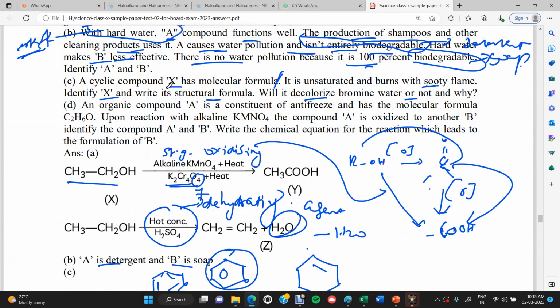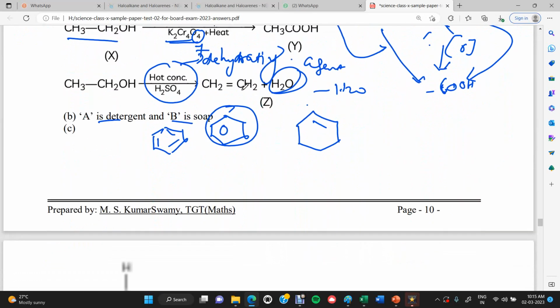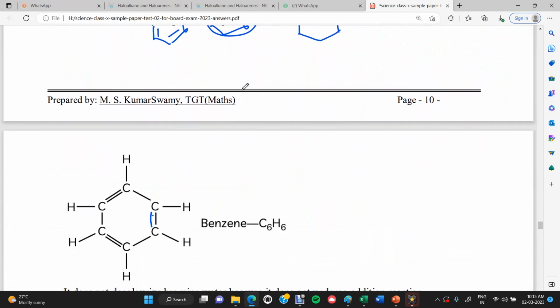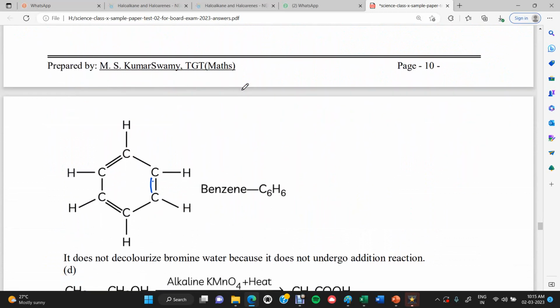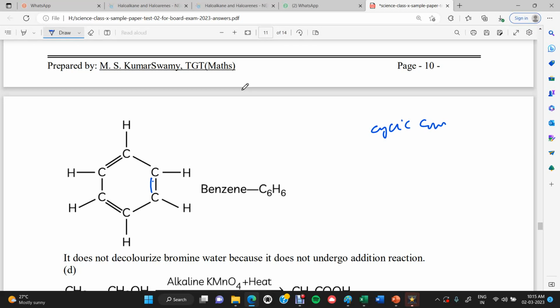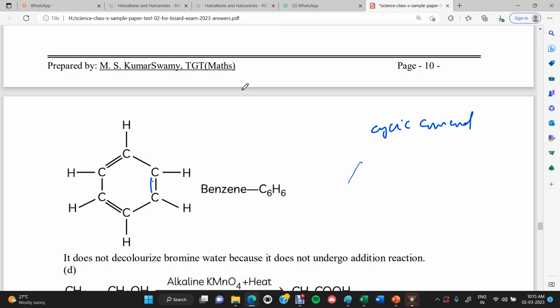A cyclic compound has a molecular formula. Here there is a gap, a lack of clarity in this question. Actually, a cyclic compound is different from an aromatic compound. Cyclic compound, aromatic compound.